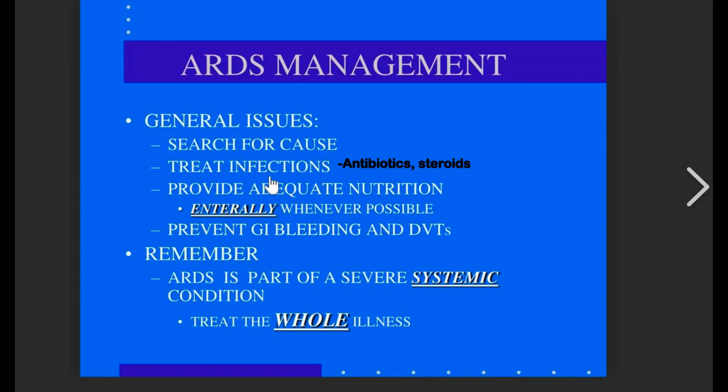If it is infection, treat with antibiotics. Corticosteroids, which have anti-inflammatory properties. Adequate nutrition is given enterally. Also, DVT prophylaxis and prophylaxis to prevent GI bleeding. So the key point in ARDS, it's a severe systemic condition and you have to treat the whole illness. So today we learned about ARDS, and thanks for watching my video.